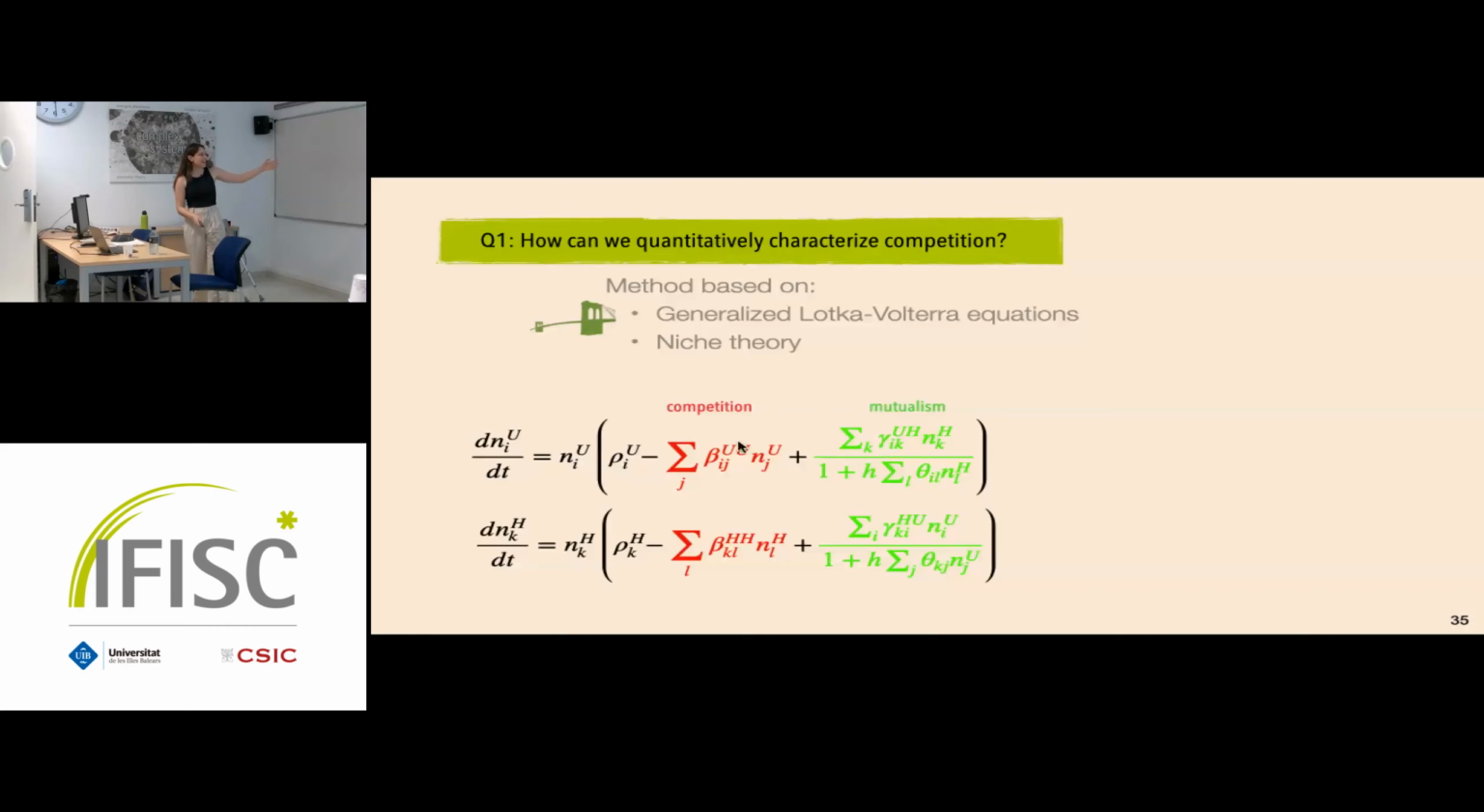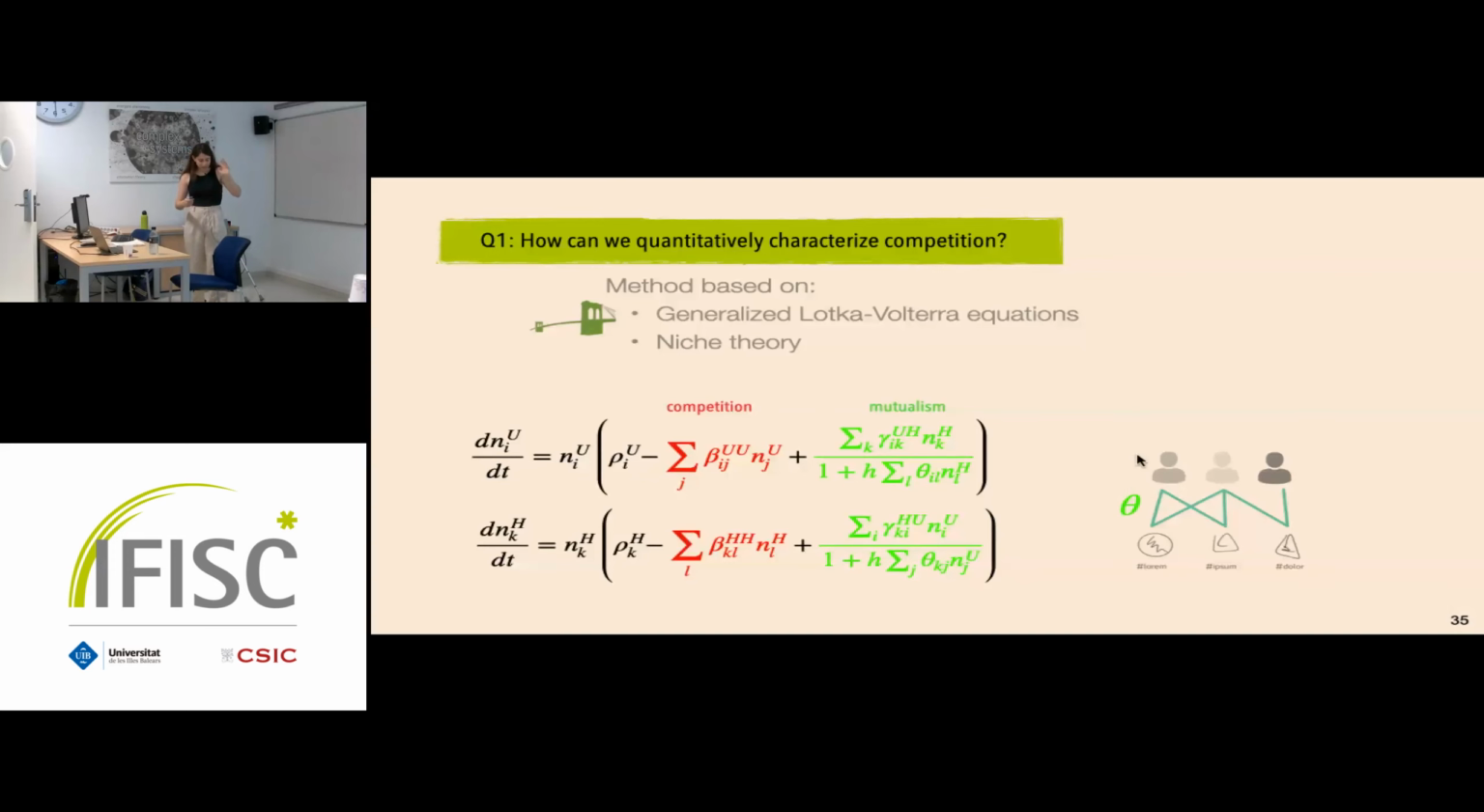Here it is, a competitive term in red. So users compete among users, as I have said earlier, and then a saturating mutualistic term between users and hashtags, where these interaction metrics of the mutualistic relationship are encoded.